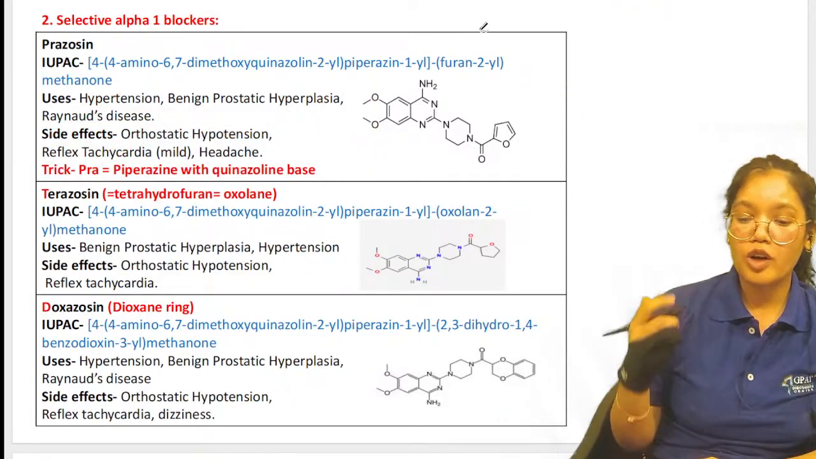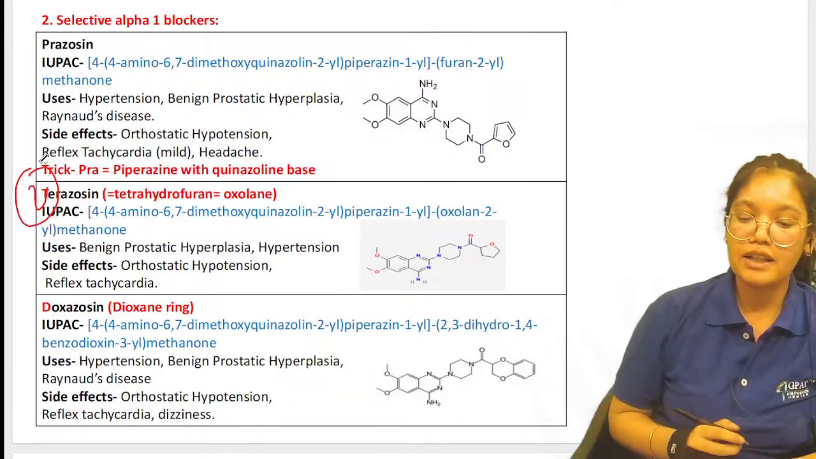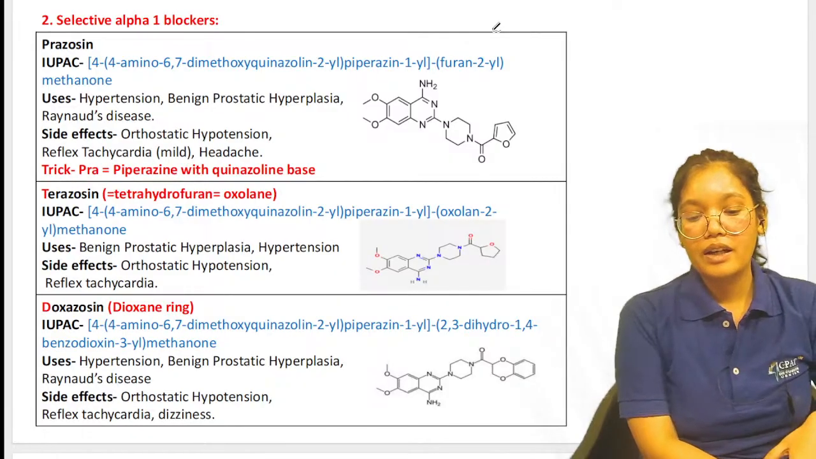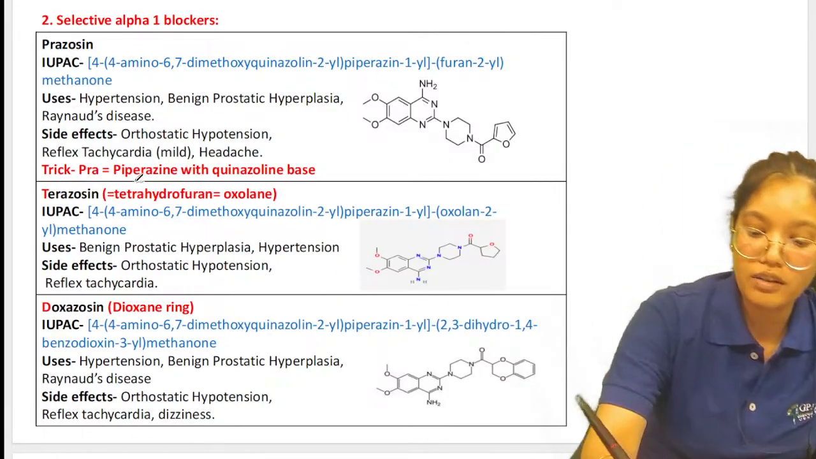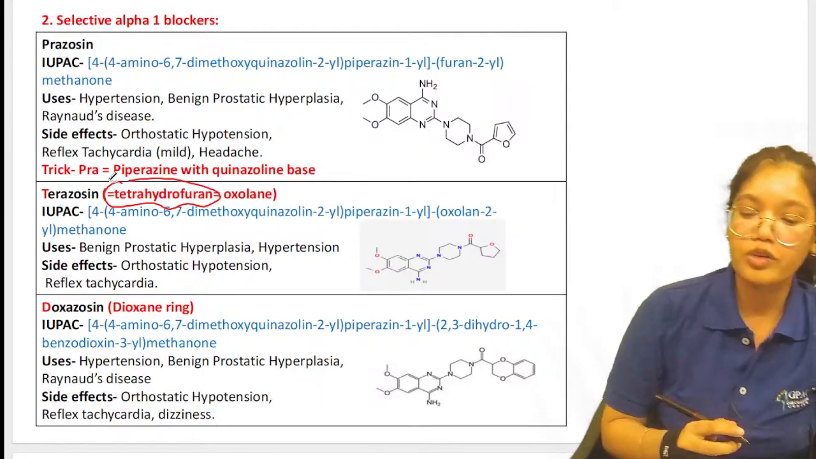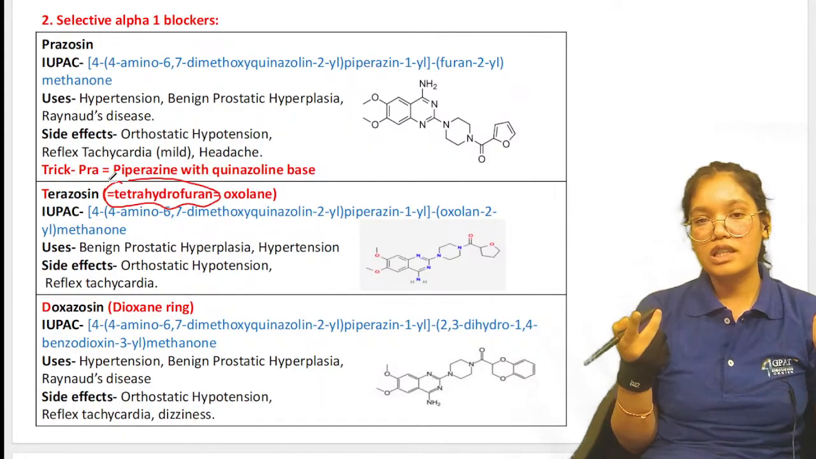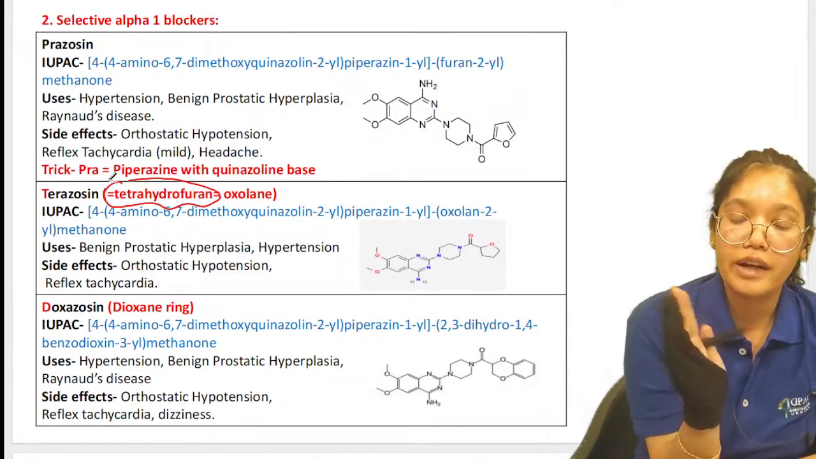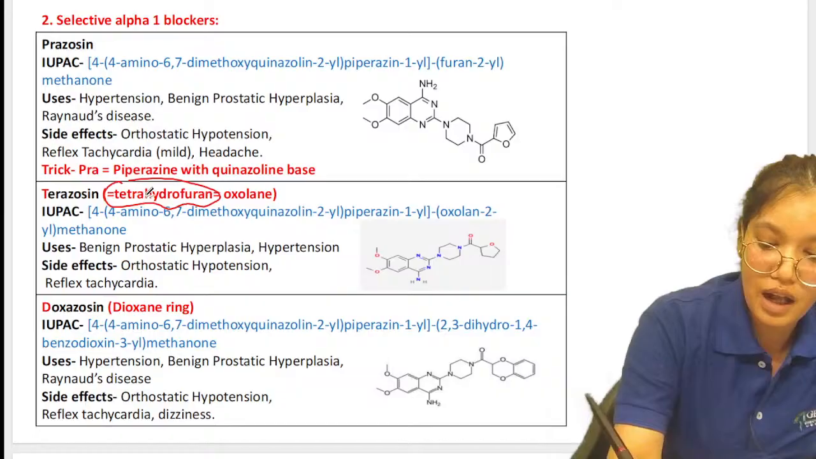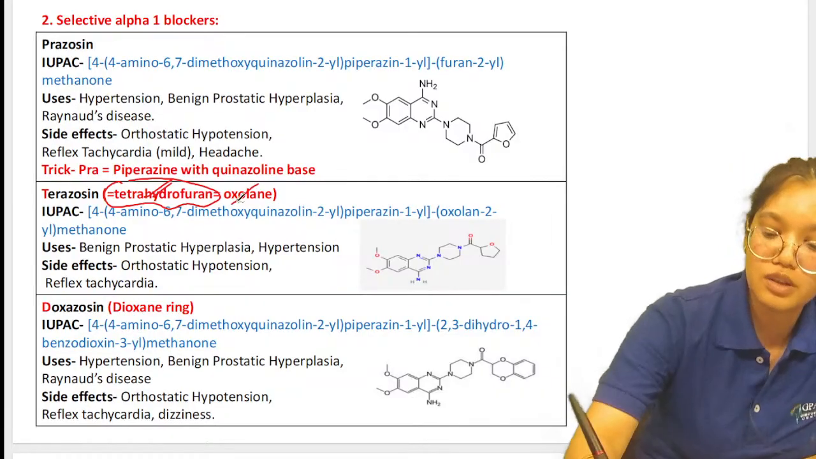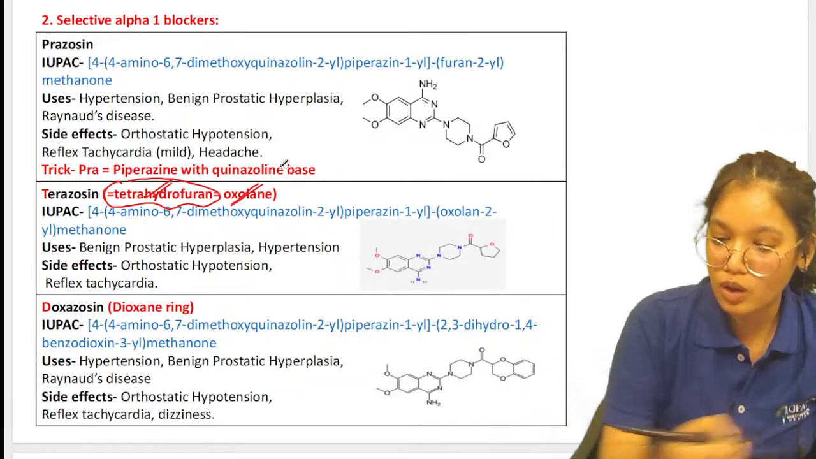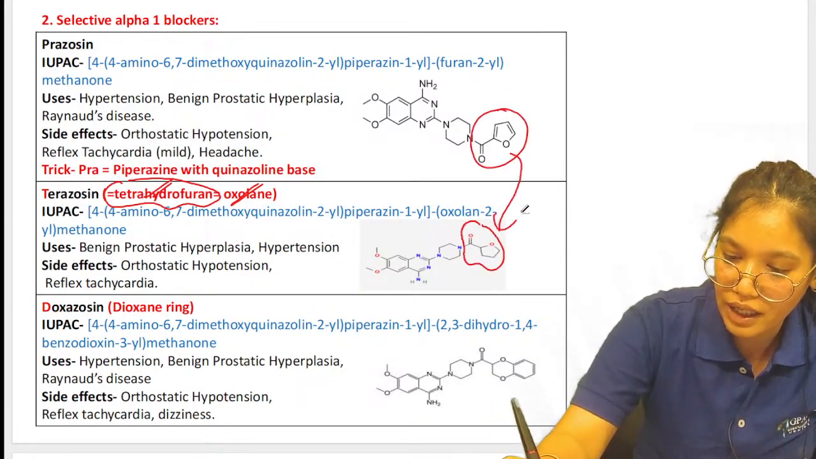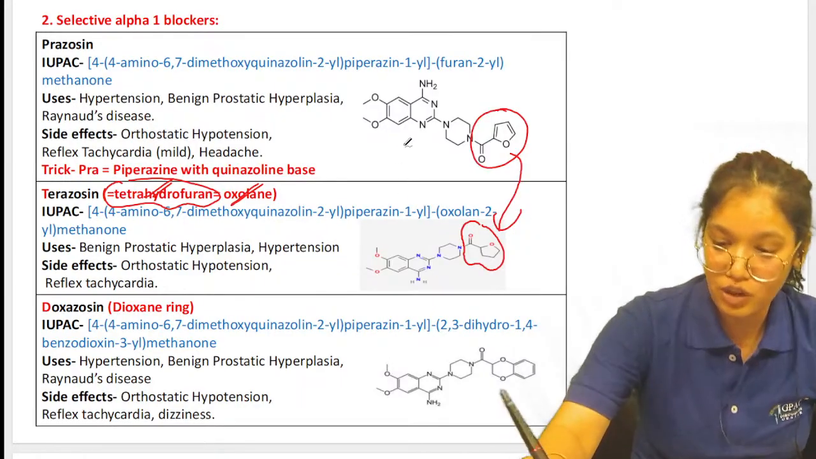Now moving forward to the next drug, terazosin. From the name, T, we have T, so it will contain a tetrahydrofuran ring. Prazosin had just a furan ring. Now terazosin has a tetrahydrofuran ring, also known as oxolane. So in its structure, instead of furan we have a tetrahydrofuran ring. The rest of the structure is the same.